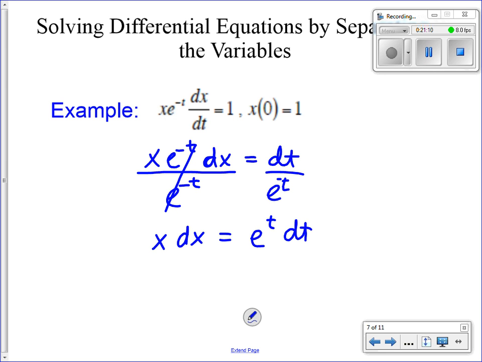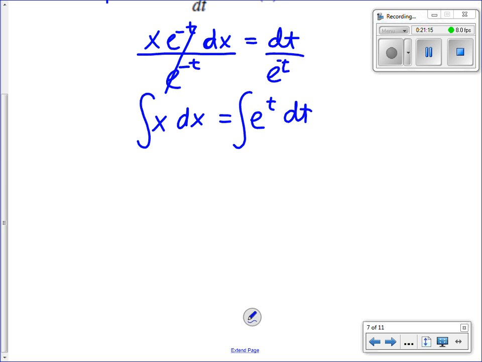After you do that, you're ready to integrate both sides. So the antiderivative of x is x squared over 2. And I'm going to add my plus c on this side, because this is an indefinite integral. And then the antiderivative of e to the t is just e to the t.